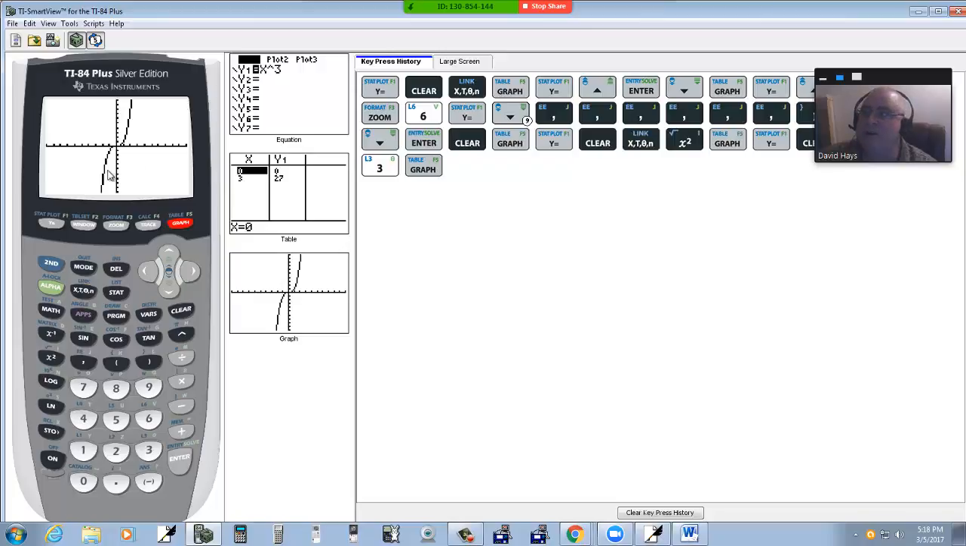Now if you don't press your right arrow key, it'll work just fine on this graph. But if you have anything else that follows it, it'll put everything up in the exponent.